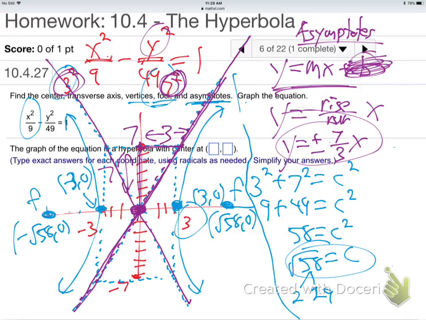Just rise over run. Just whatever's underneath y over whatever's underneath x. Rise over run. Good? So we did everything on that one.